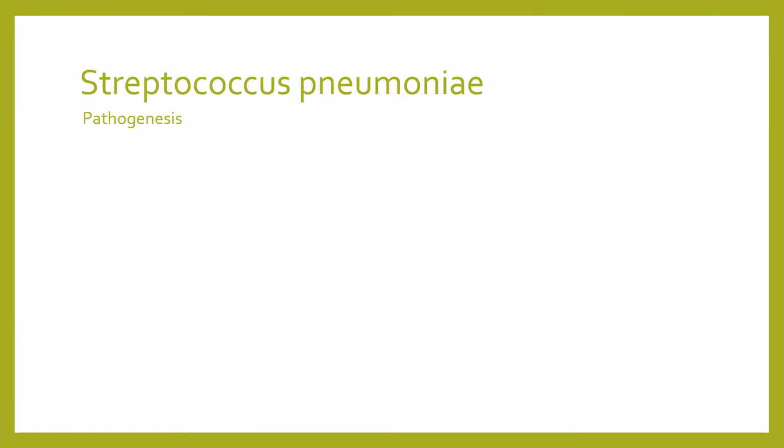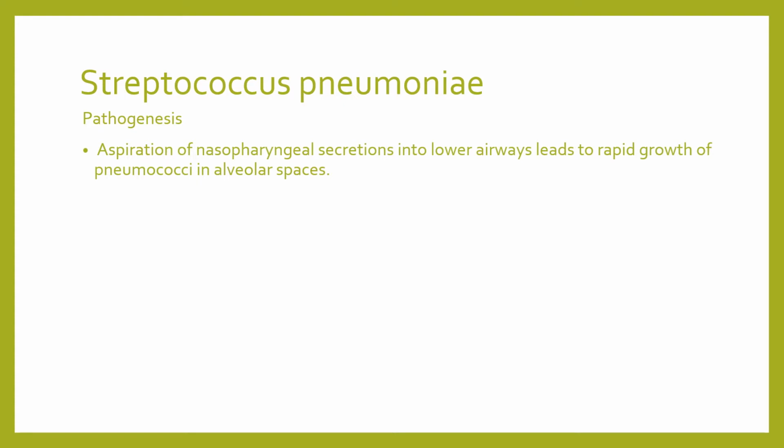So how do we have problems with Streptococcus pneumoniae? The main pathology is aspiration of nasopharyngeal secretions into the lower airways. When you aspirate nasopharyngeal secretions into the lower airways, it leads to rapid growth of pneumococci in the alveolar spaces. So what are the risk factors?